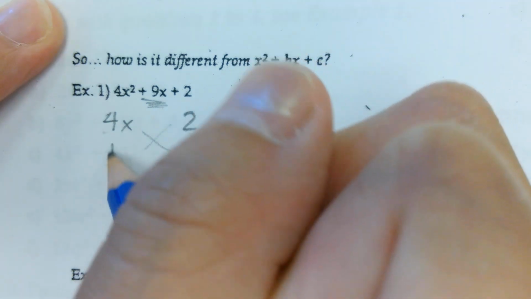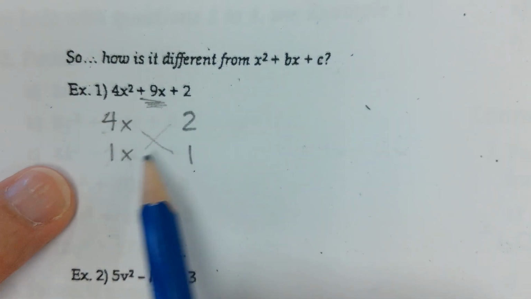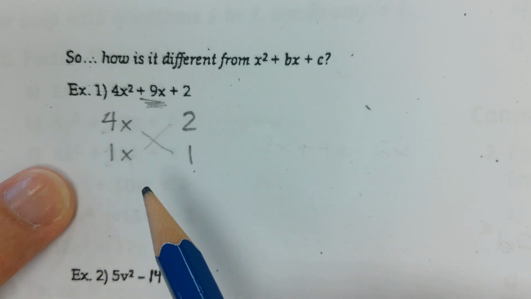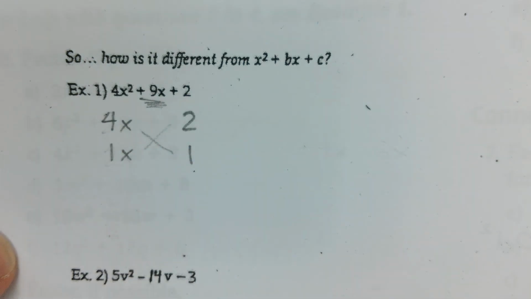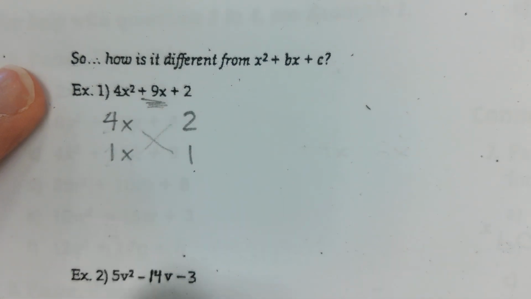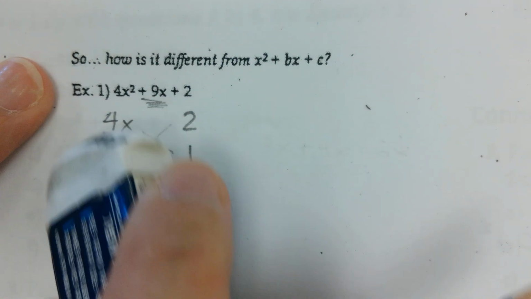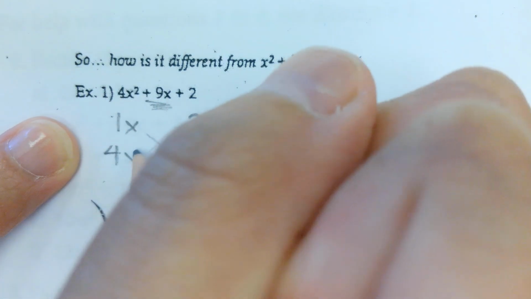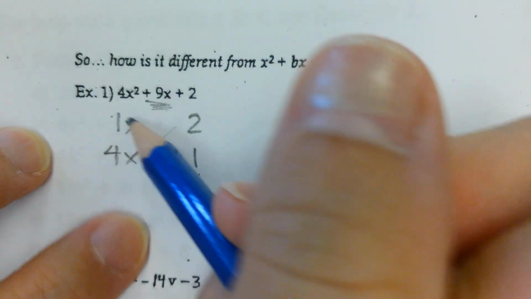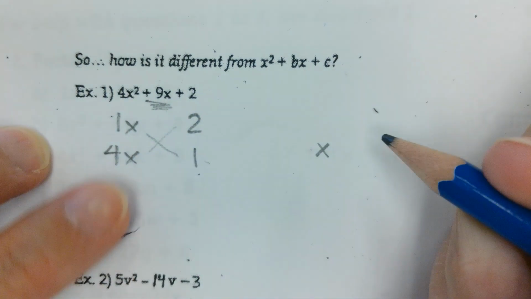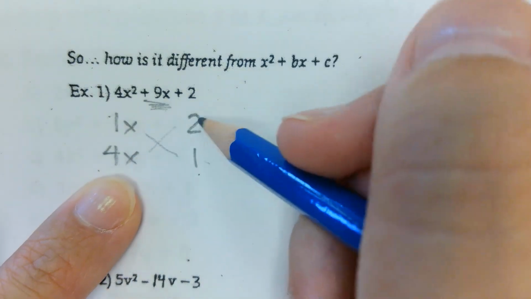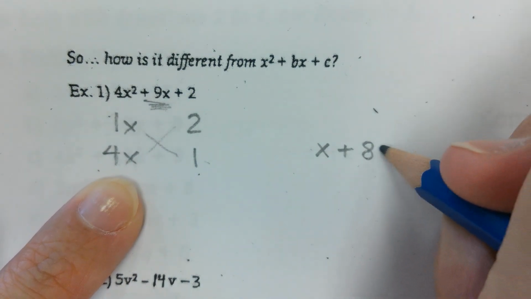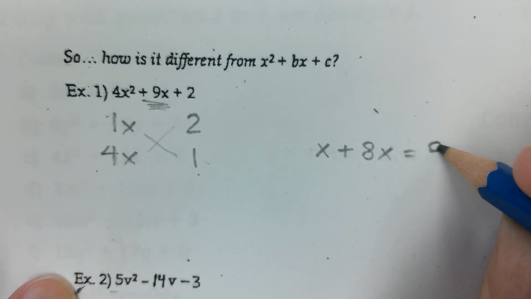4x times 1x. I get 4x plus 2x. I still only get 6x. Right? So order also matters. Yeah, Catherine? 1x, so just x. So I could change the order. So this is 1x and this is 4x. If I do it this way, 1x times 1 is just x, and then 4x times 2 is 8x. When I add them up, I get the 9x that I want.